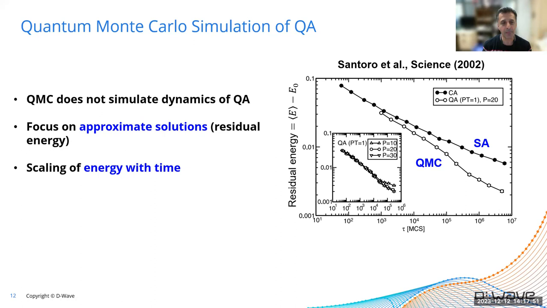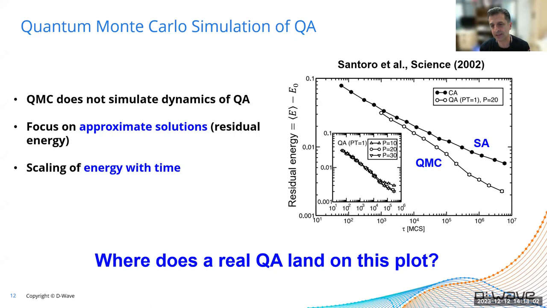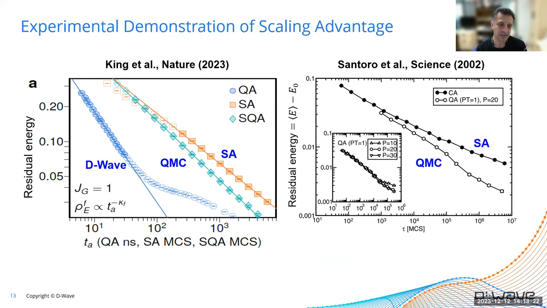But as I said, it is quantum Monte Carlo. It doesn't really tell you where real quantum annealing lands on this plot. And it took us 20 years and many generations of quantum annealing hardware until we had a large enough and coherent enough quantum machine to answer this question. And this is the central result of the paper I mentioned at the beginning of the talk.